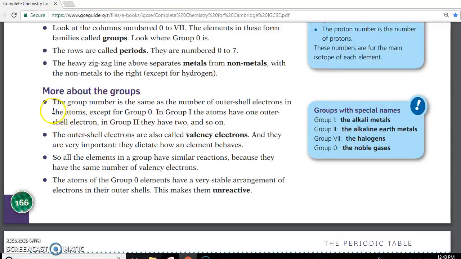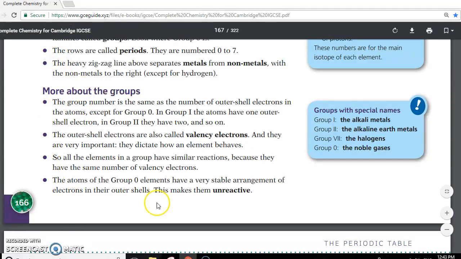So now I'd like for you to scroll down to where it says more about the groups, and read these 4 bullet points. Pause the video, read those 4 bullet points, and then we'll continue.